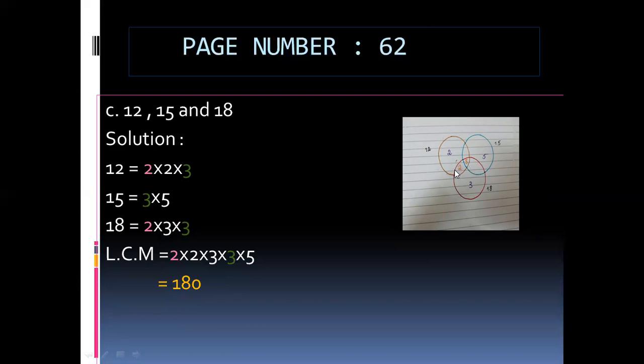So I also mention in the diagram and also in the solution, I highlight 2 with a different color. In 12, 2 is uncommon. In 15, 5 is uncommon. And in 18, 3 is uncommon. And you see that in each circle, I write 2, 5 and 3. And I also mention the whole numbers outside the circle. Yes, now we multiply, find the LCM of this. 2 multiplied by 2 multiplied by 3 multiplied by 3 multiplied by 5. After the multiplication, we get 180.